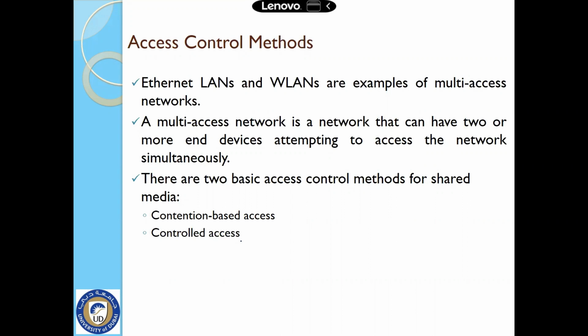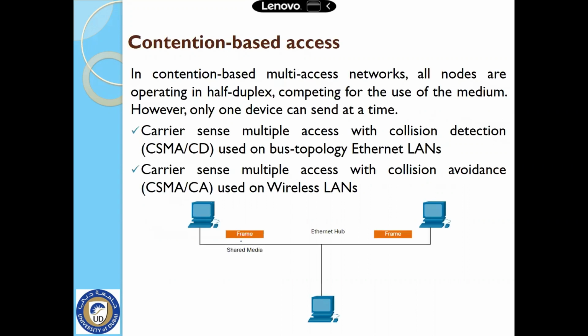So there are 2 basic strategies for shared media, pretty much like Wi-Fi: contention-based access and controlled access. Let's talk about contention-based access, which is very simple. And it's mainly 2 technologies here, whether you are using wired or wireless.